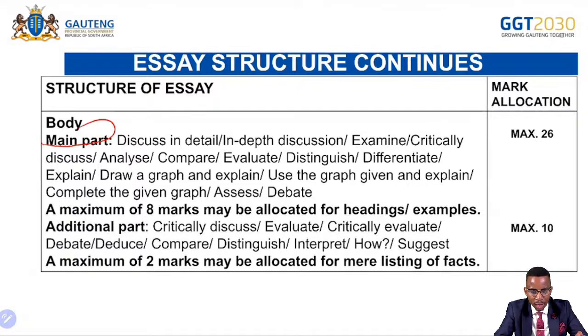So a maximum of 8 marks may be allocated for headings. Like I've mentioned, additional part: critically discuss, evaluate, critically evaluate, debate, deduce, compare, distinguish, interpret, how question, evaluation questions, suggest the solution. In this case, that's where you answer for 10 marks. You need to ensure that you provide 11 points. The points you provide should be in full sentences. Do not list, because if you list, you will be given the maximum of 2 marks. Also, ensure that you explain critically. You don't just list. Ensure that your response is in full sentences, because if you list, you will be forfeiting marks.